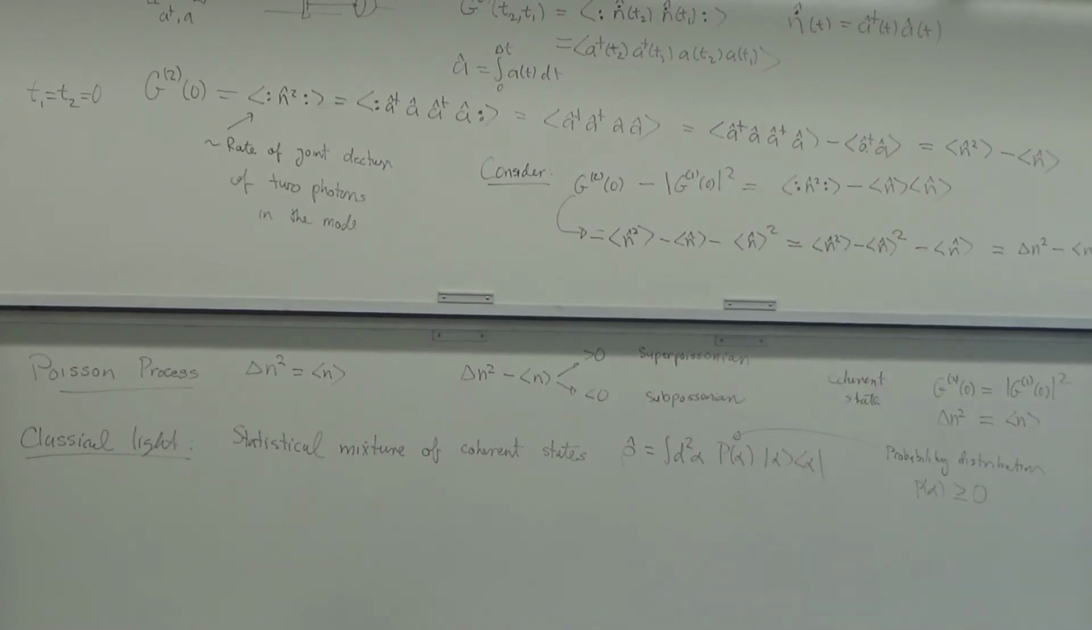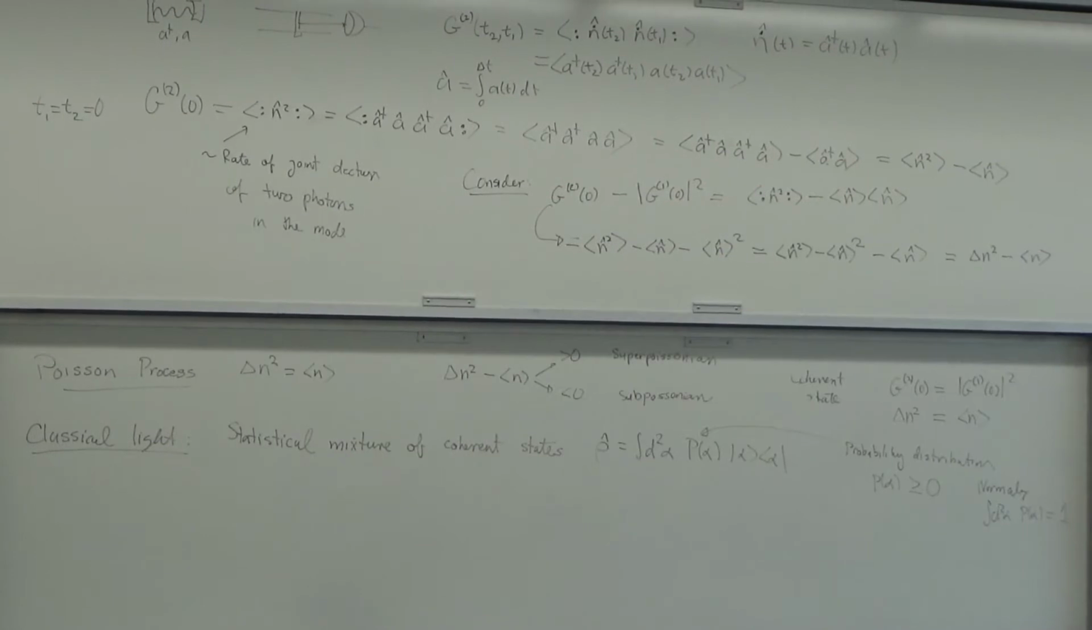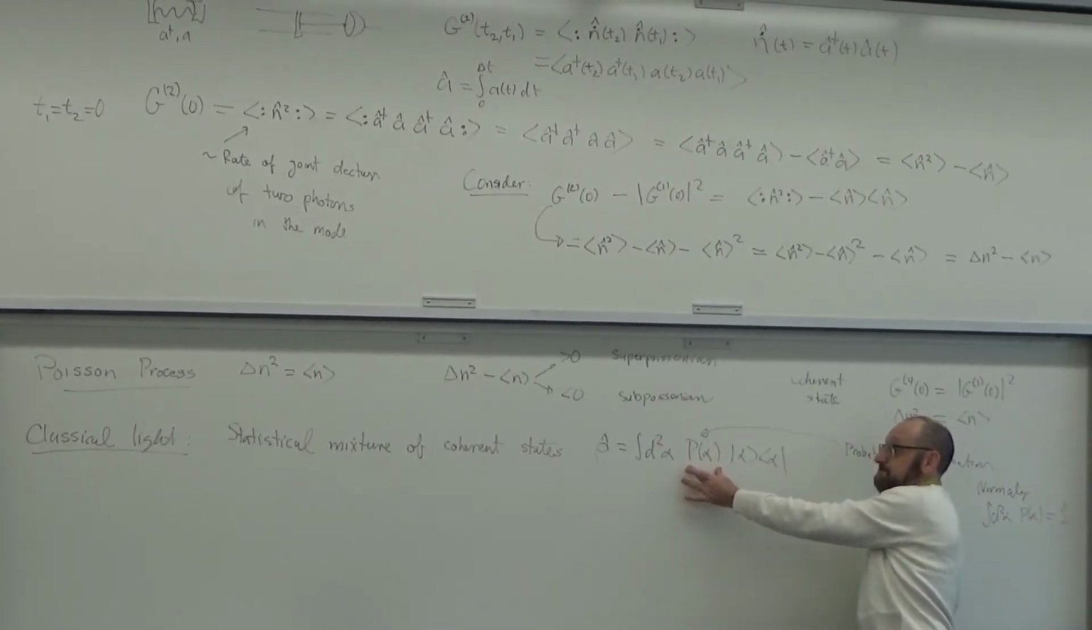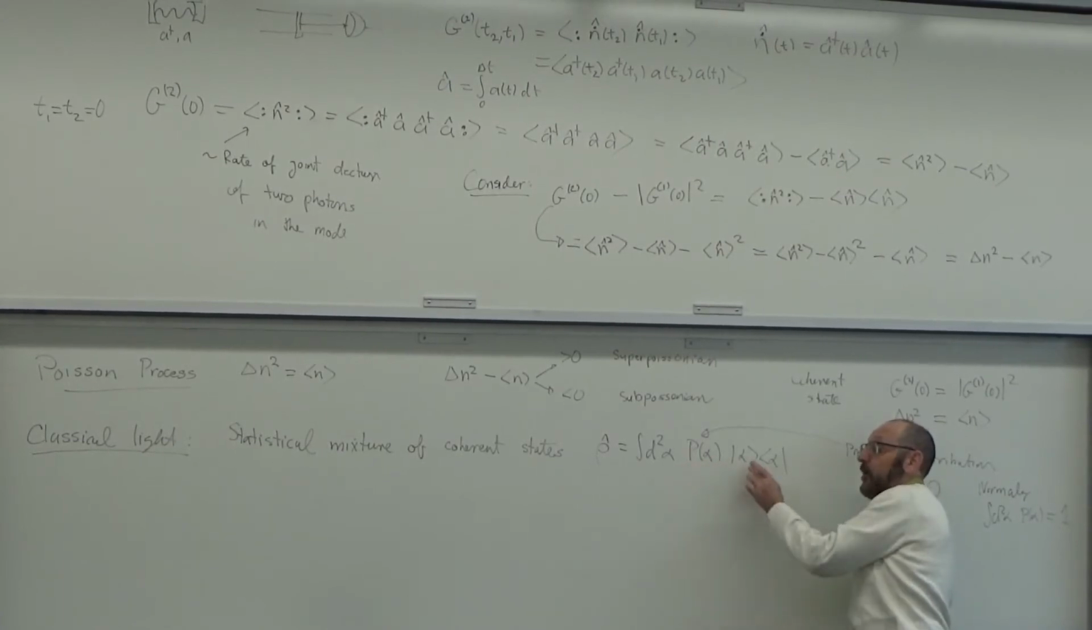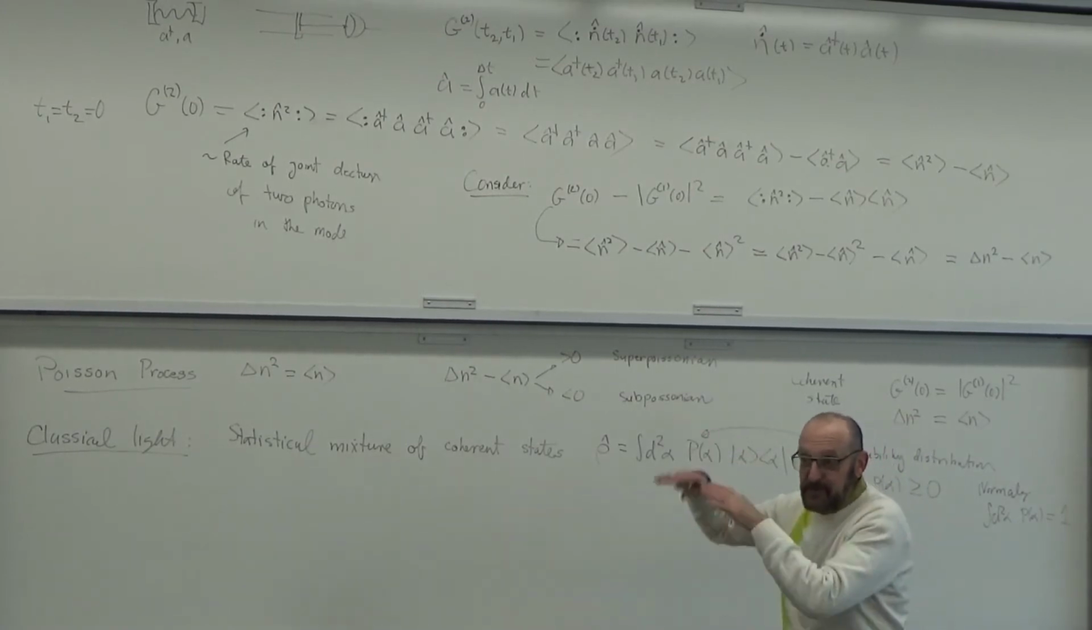We also want it to be normalizable, and we typically would normalize it by saying that the integral over the phase space of this probability is 1. For example, for a thermal state, this probability distribution is Gaussian. This is over the amplitudes. It's Boltzmann in the photon number.